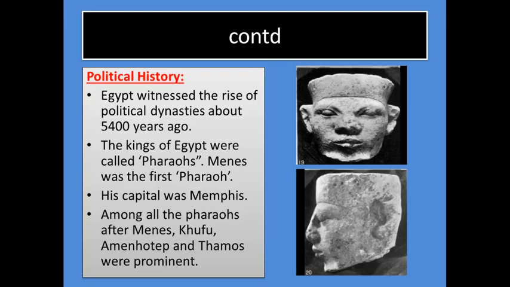Egypt witnessed the rise of political dynasties about 5,400 years ago. The kings of Egypt were called pharaohs. Menes was the first pharaoh. His capital was Memphis. Among all the pharaohs after Menes, Khufu, Amenhotep, and Thutmose were prominent kings.